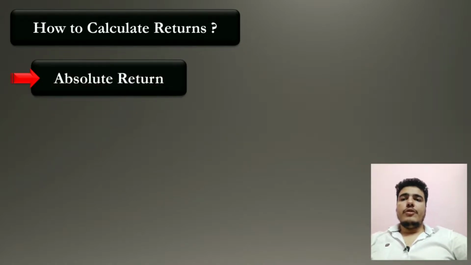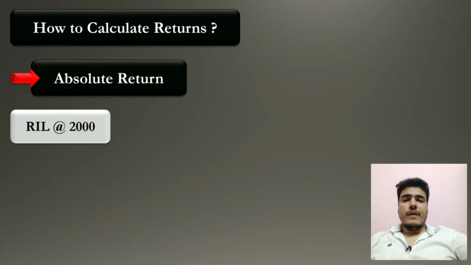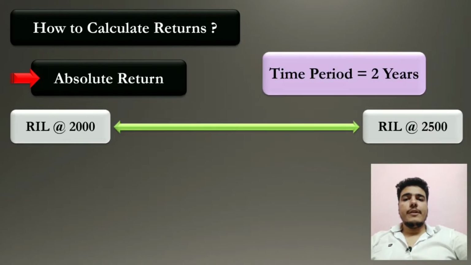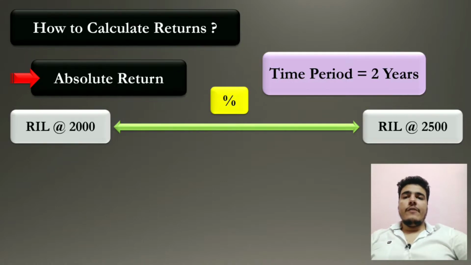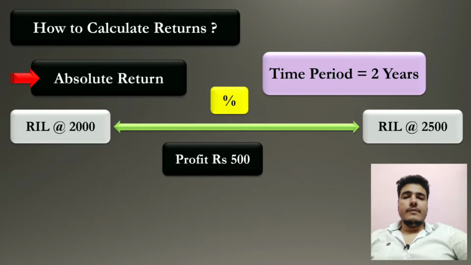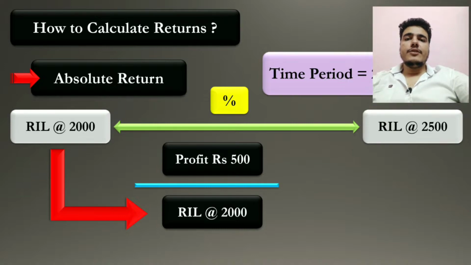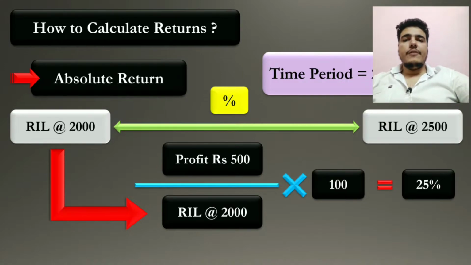So first, absolute return. Let's take an example of Reliance shares. Suppose you have invested 2000 rupees in a Reliance share 2 years back, okay, and you have purchased one share of Reliance, and the current value of the Reliance share is 2500 and the time span is 2 years, okay. So how can you calculate absolute return? First you need profit, and what is the profit? Current value of investment, that is 2500, minus amount invested, right? So in this case profit is 500 rupees and you have to divide it by amount invested, that is 2000 rupees, and you can calculate it in percentage terms. So absolute return will be 25%.